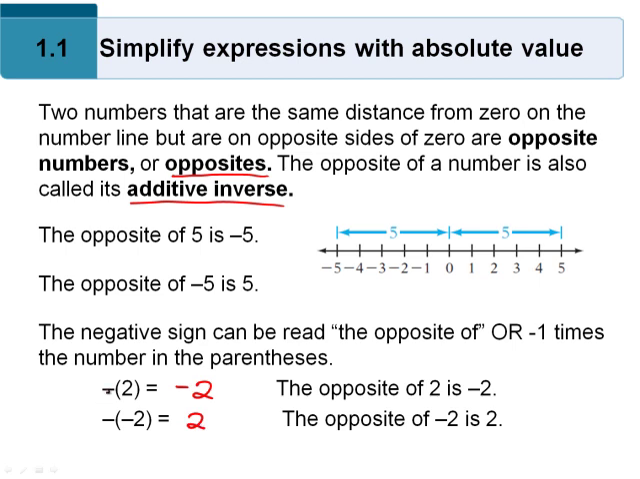Now some people say, well, why can't we just think of this as like a negative times a positive? You can. We just haven't even talked about multiplication yet. But it is the same exact thing. So you can either think of it as multiplication with a negative, or you can think of it as the opposite. Either way works.